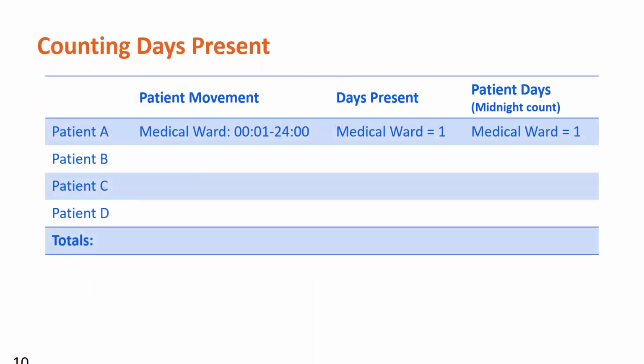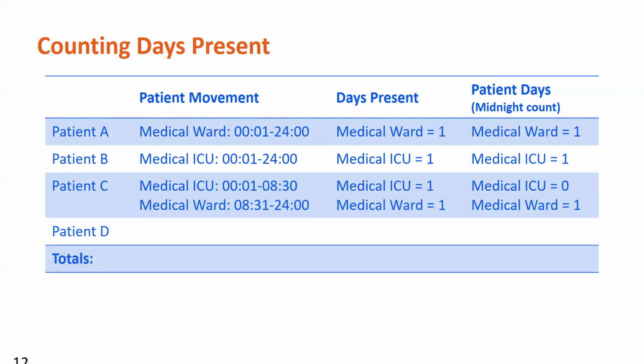Okay, so this table is going to help illustrate the difference in counting between days present and patient days. For patient days count, let's assume a midnight census count. For patient A, they were in the medical ward all day. So that's easy. They would get 1 day present for the medical ward, but they'd also get 1 patient day for the medical ward since they were in that location at the midnight count. Patient B is also easy. They were just in that 1 location all day. So again, just 1 day present for the medical ICU and 1 patient day for the medical ICU.